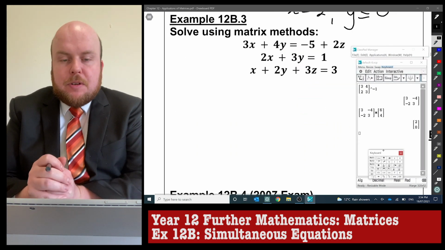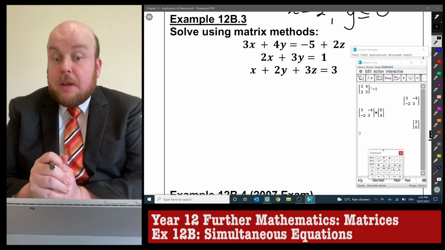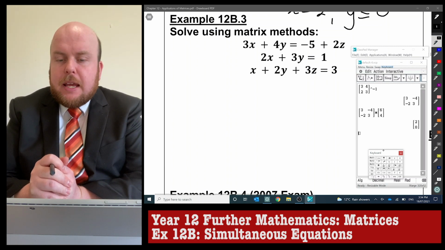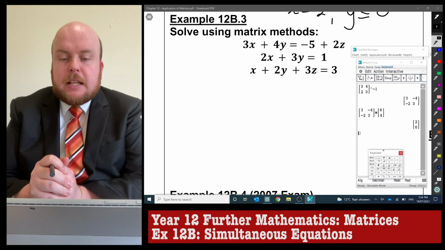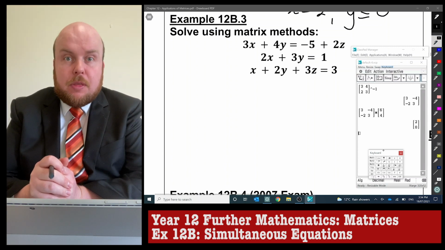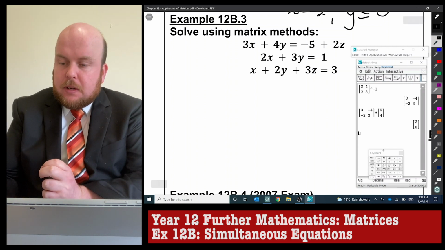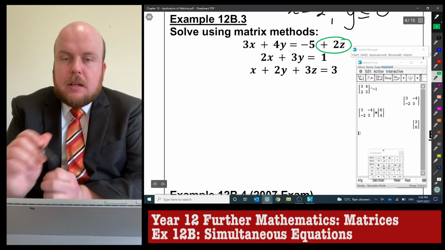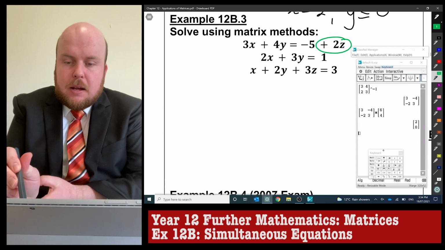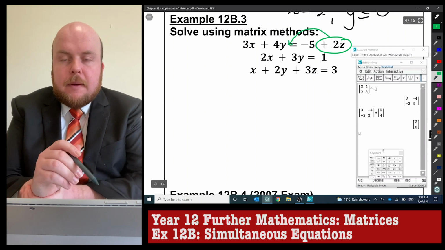Solve using matrix methods. This is example 12b.3. We've got 3x plus 4y equals -5 plus 2z, 2x plus 3y equals 1, x plus 2y plus 3z is equal to 3. The first thing that we need to do is to make sure that all of the letter bits are on the left and the right side should only have numbers. So in this first one, for this plus 2z, I'm going to need to put it over on here.